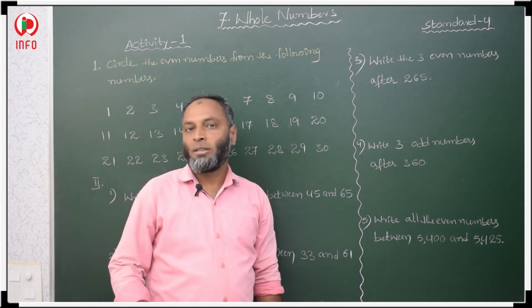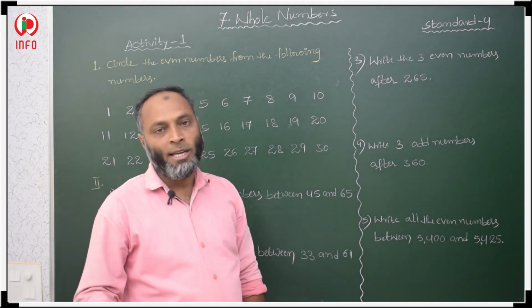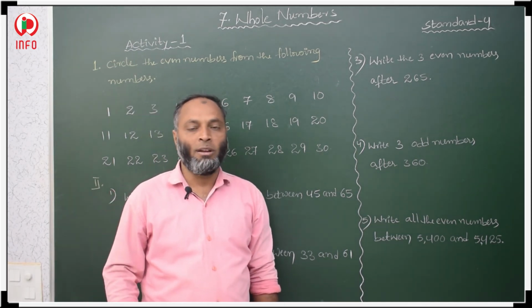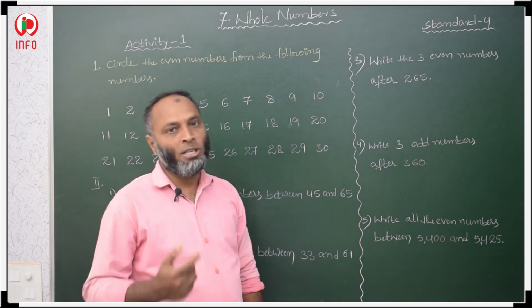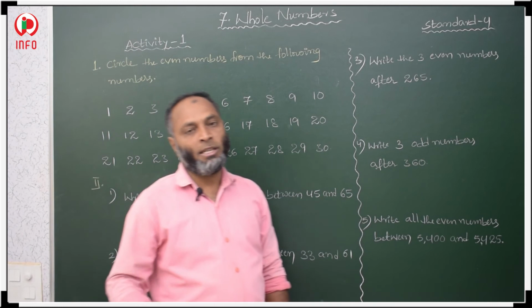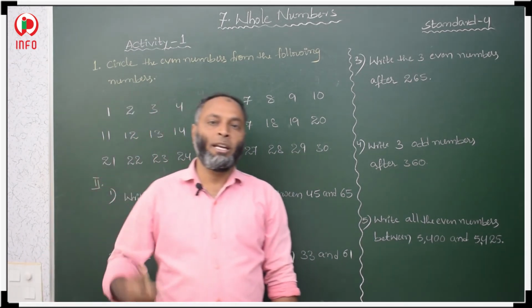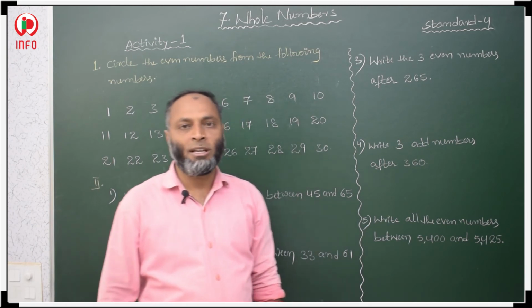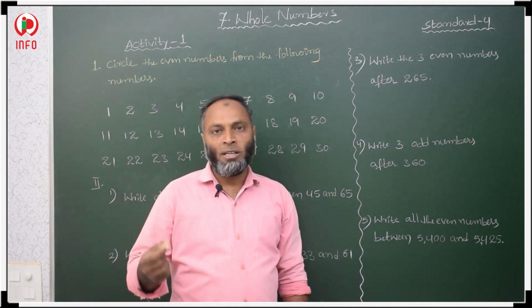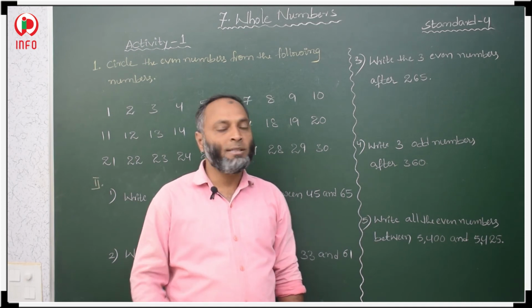Even numbers are the numbers which are divisible by 2. What are the even numbers? 0, 2, 4, 6, 8, 10, 12, 14, 16, 18, 20, like this, all are even numbers. Or otherwise, if the number in the unit place is even, then the number is even.